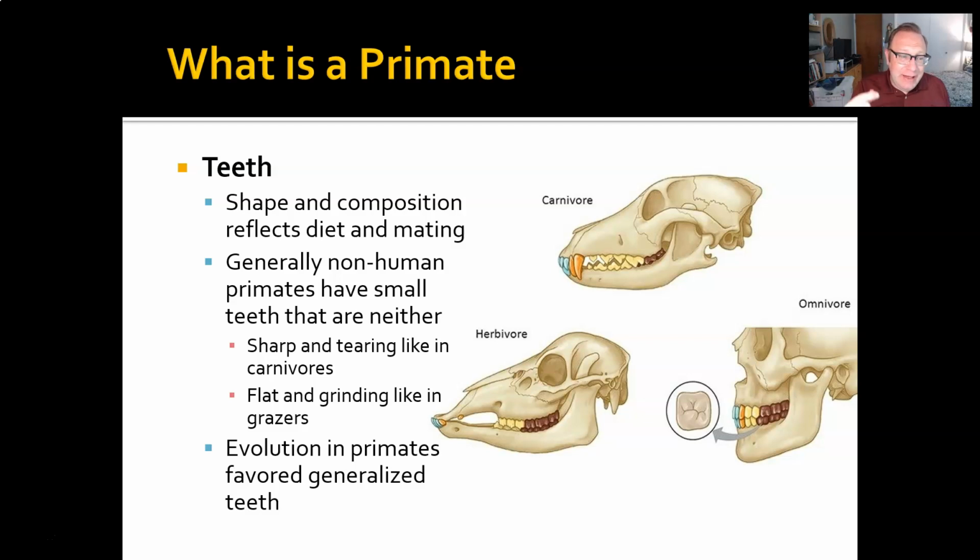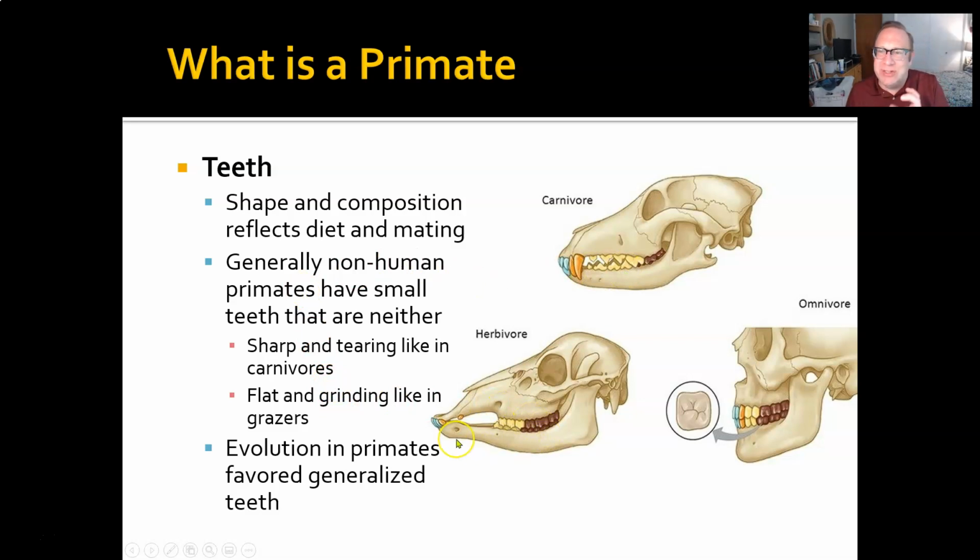Generally, non-human primates have small teeth that are neither, like on top here, the carnivore's very sharp teeth. In fact, the carnivore, you see that rear premolar here, the last one, the biggest one, is called the carnassial. These teeth work like scissors, like shears, to scrape meat off of bone. So we don't have teeth like that.